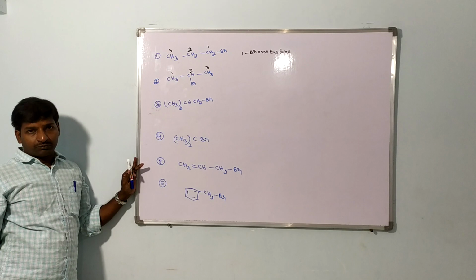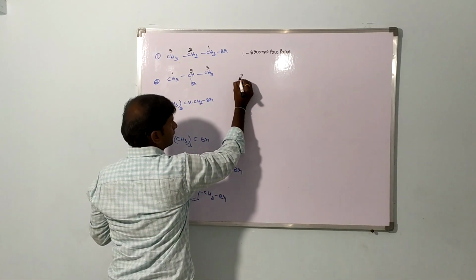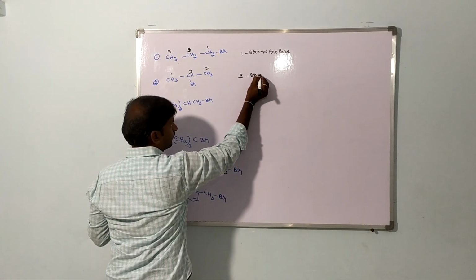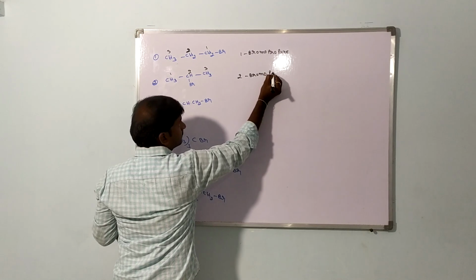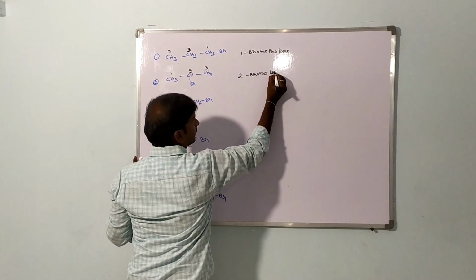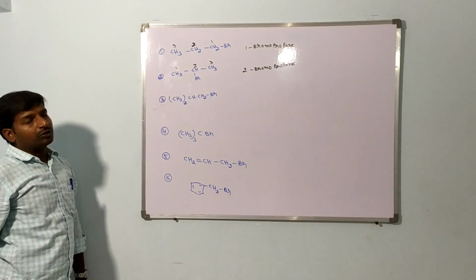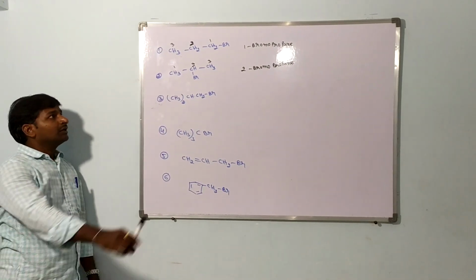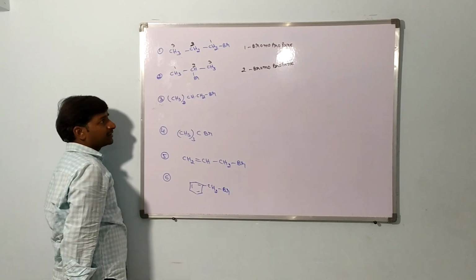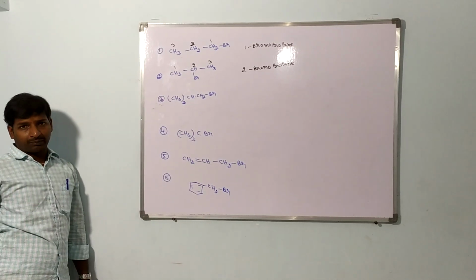Next, the second one. Second position bromine is there, so that is the 2-bromo. Propane. What is that? 2-bromo propane. Second position bromine is present, so that's why it is 2-bromo propane.